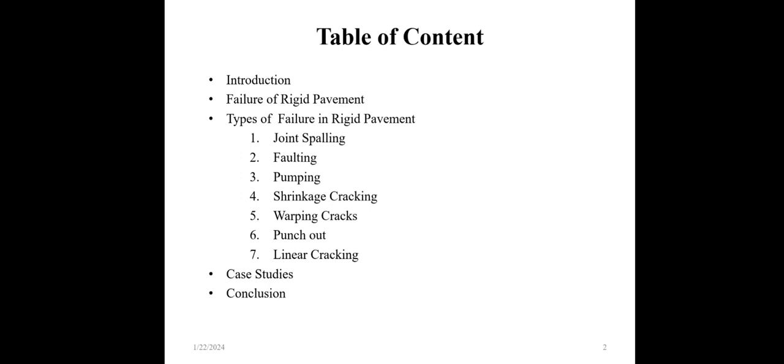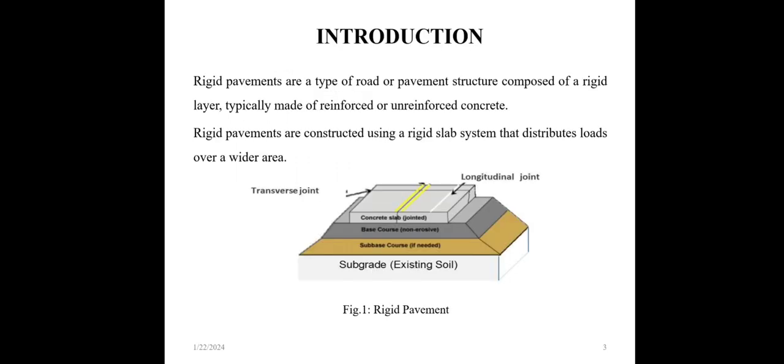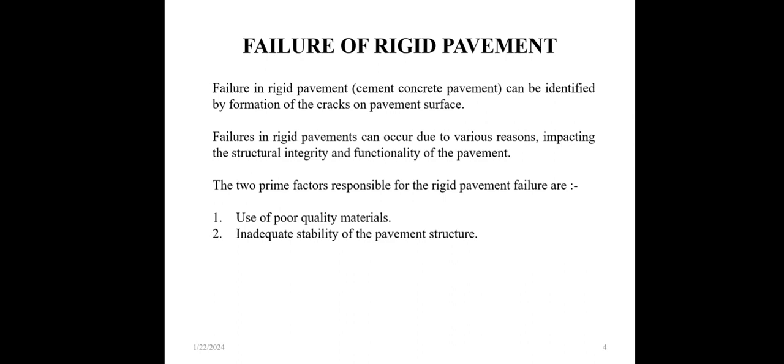Here is the table of contents: introduction, failure of rigid pavement, types of rigid pavement, case study, conclusion. Introduction: rigid pavements are a type of road or pavement structure composed of a rigid layer, typically made of reinforced or unreinforced concrete. Rigid pavements are constructed using a rigid slab system that distributes load over a wide area.